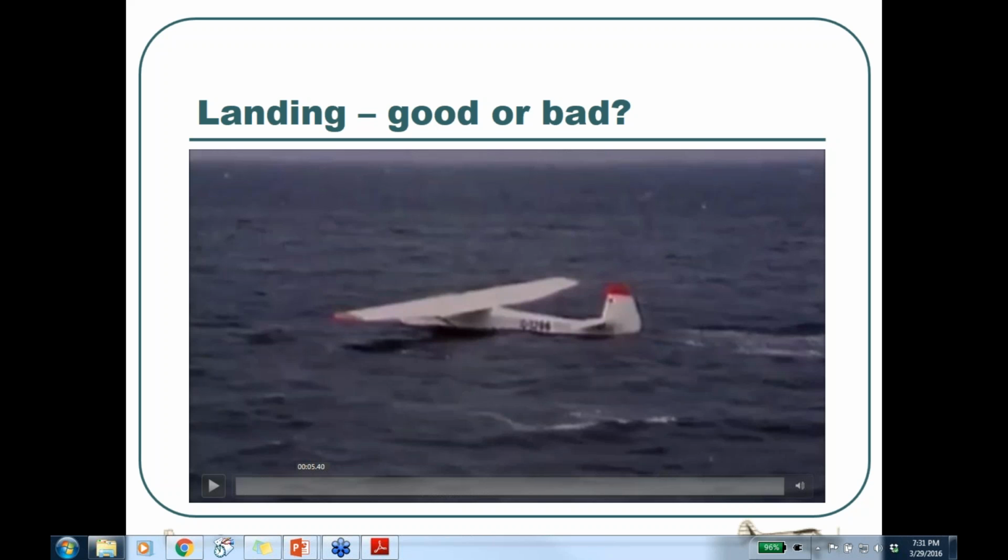Absolutely. So, we look at this landing here, and other than the material of the runway that he chose, i.e., he's not on land, he's on water, this was actually a fantastic landing.